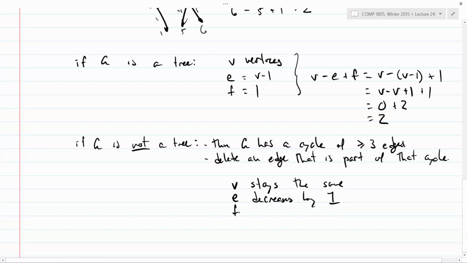And what happens to F? F also decreases by 1 because I had some closed region before. I cut an edge off of that closed region, so now that region opens up, which means the number of regions I had decreases by 1. So F also decreases by 1. Yeah, that's fine. So in that case, we would have something like this, and maybe this edge here. So if I delete this edge, I have two faces before. I delete it, and now I have one big face. Other questions?